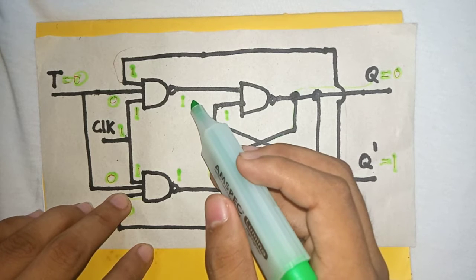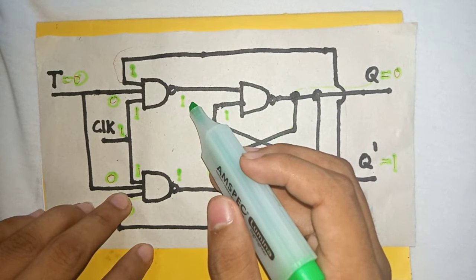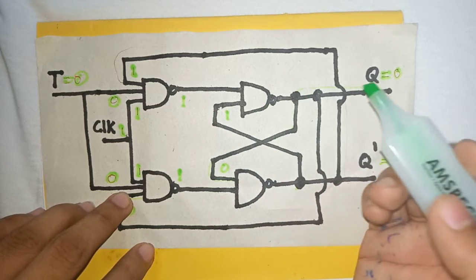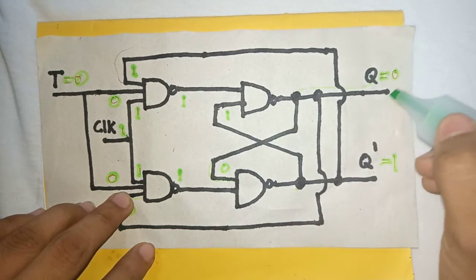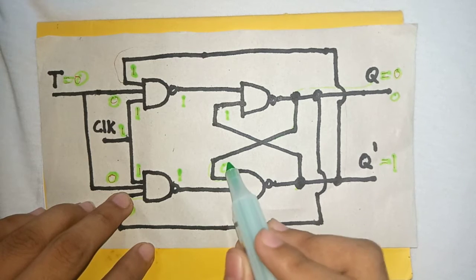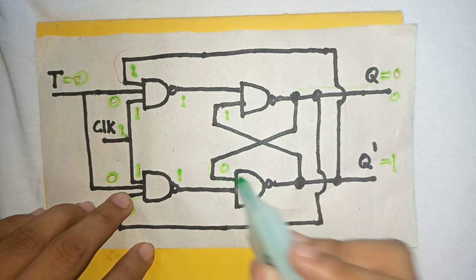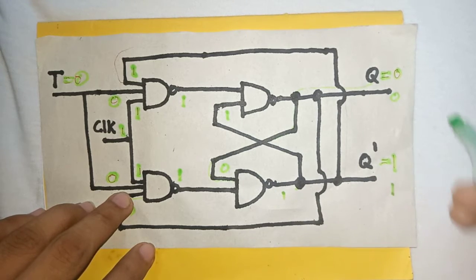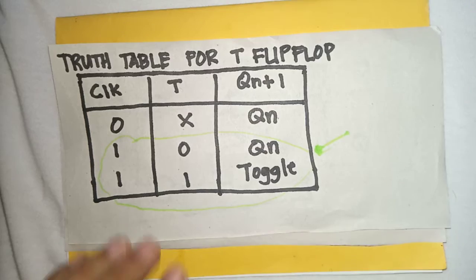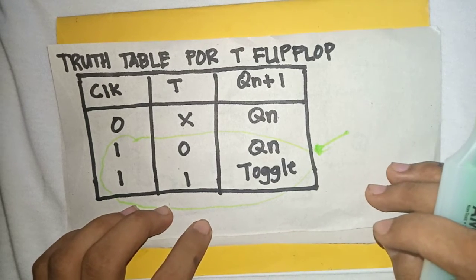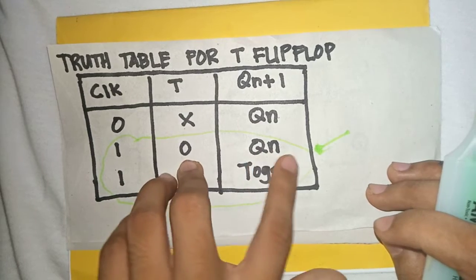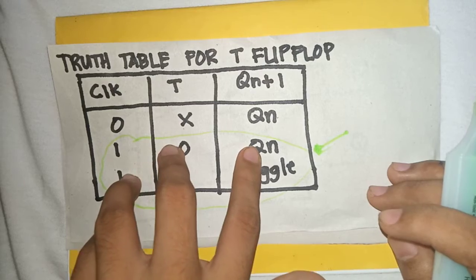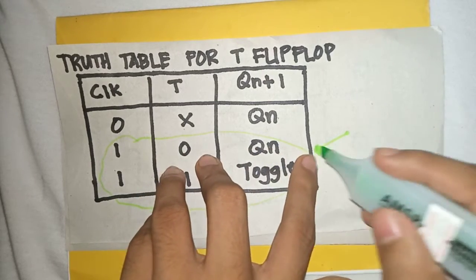So when we have two 1s in a NAND gate, the output is 0. Here, since we have a 0 input, the NAND gate output is 1. So it means same. Since we already satisfy this condition, which is when the T is 0, the next state output is in no change condition.